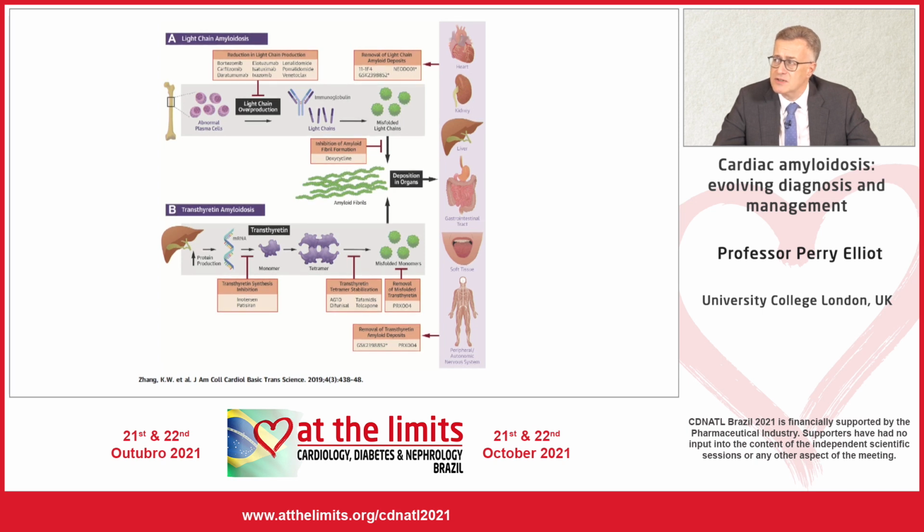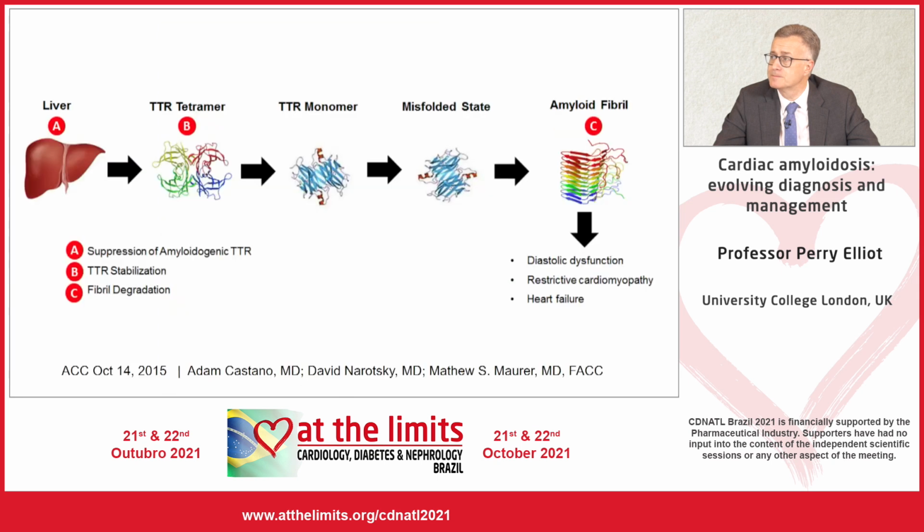For TTR amyloidosis, we now have a number of different therapeutic approaches that are being explored. As I've said, TTR is produced from the liver, so historically, particularly for familial amyloidosis, the only treatment that was available was liver transplantation. But we now have drugs that can knock down TTR production within the liver, drugs which stabilize the TTR tetramer, and there's now increasing interest in drugs which can potentially deplete amyloid fibrils within the heart itself.